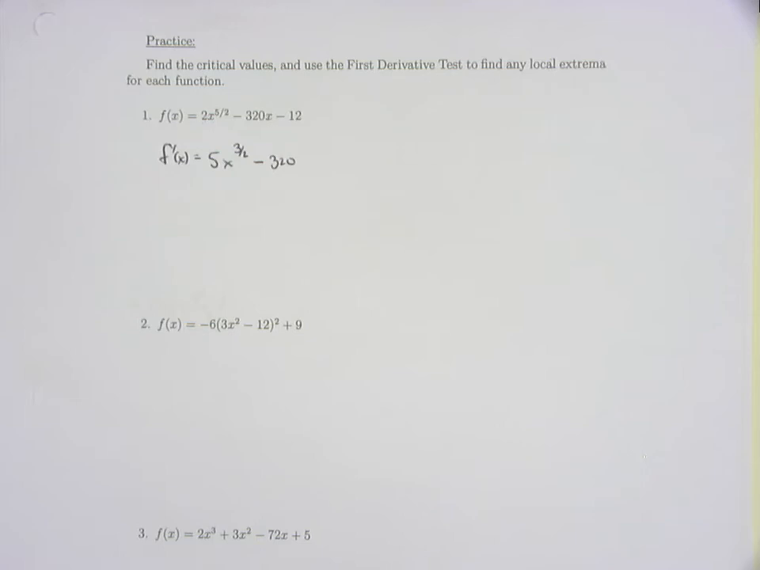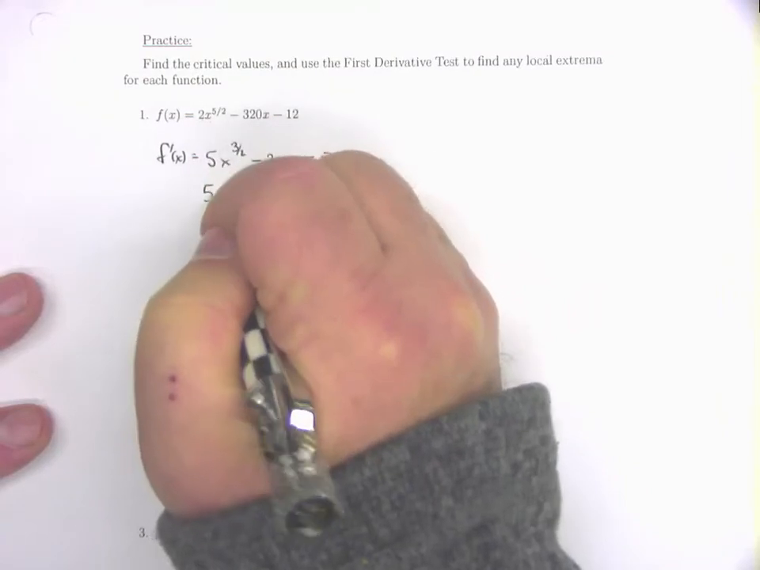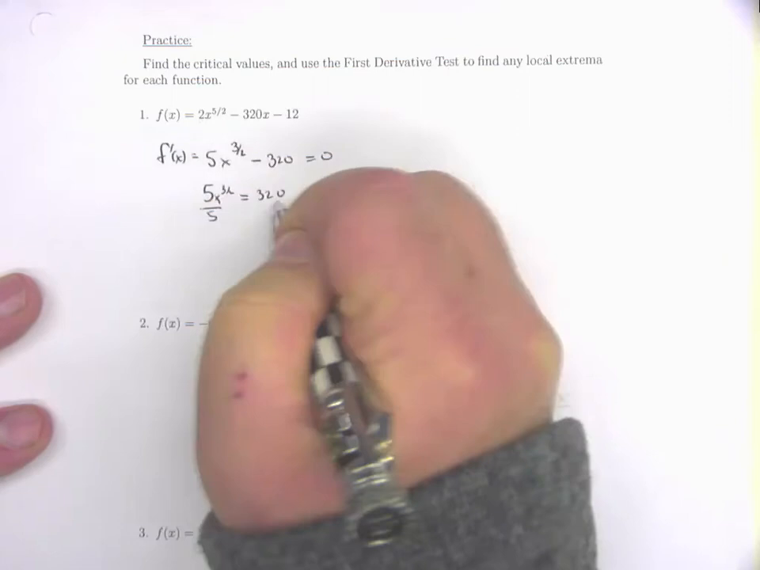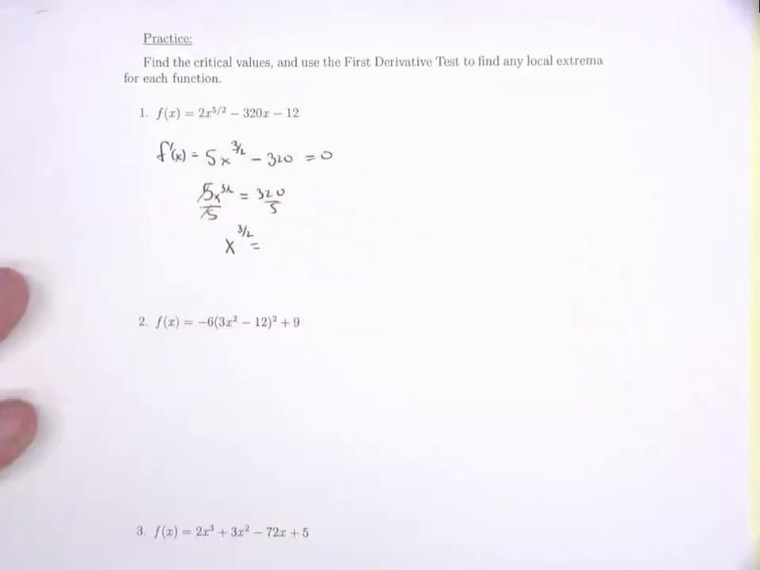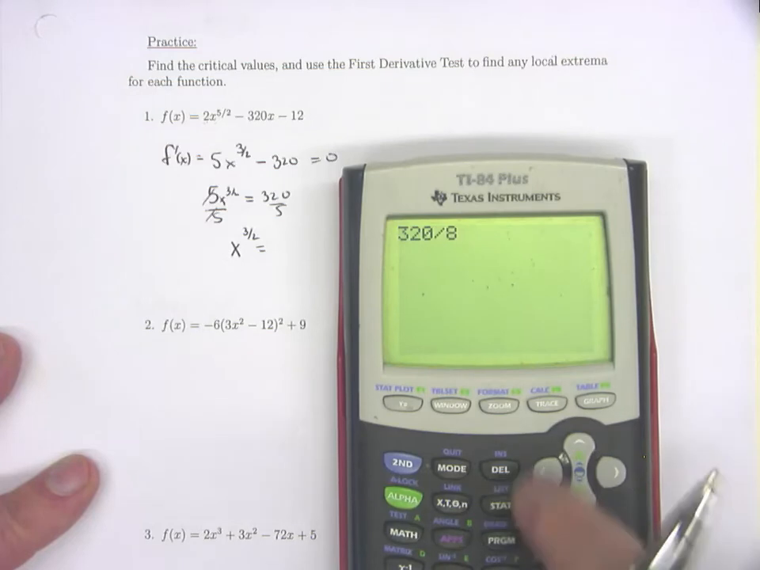Okay? Now, I'm going to set it equal to 0, and I'm going to solve. I'm going to add 320 to both sides, so I get 5x to the 3 halves is equal to 320. I'm going to divide by 5 on both sides, so I get x to the 3 halves power is equal to, grab that calculator again, 320 divided by 5. I get 64.